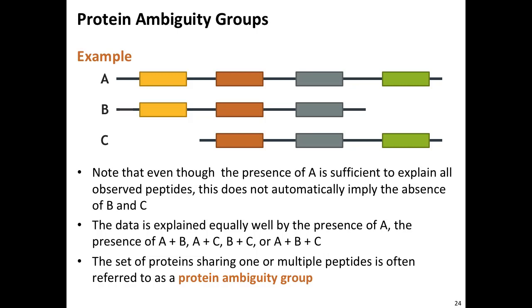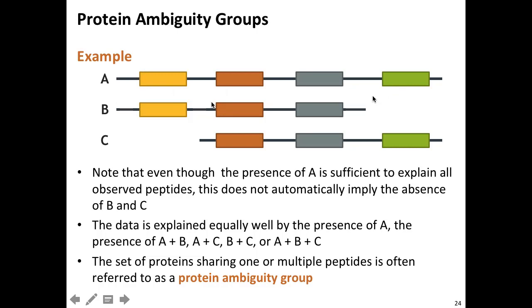Usually this is reported as so-called protein ambiguity groups, PAGs. And there's an example here. We got, again, 4 peptides. Protein A contains all 4 of them, B contains 1 through 3, and C contains 2 through 4. In this case, if you observe 4 peptides, what would you report? Well, with a parsimonious approach, you would just report A, because that would already explain everything.